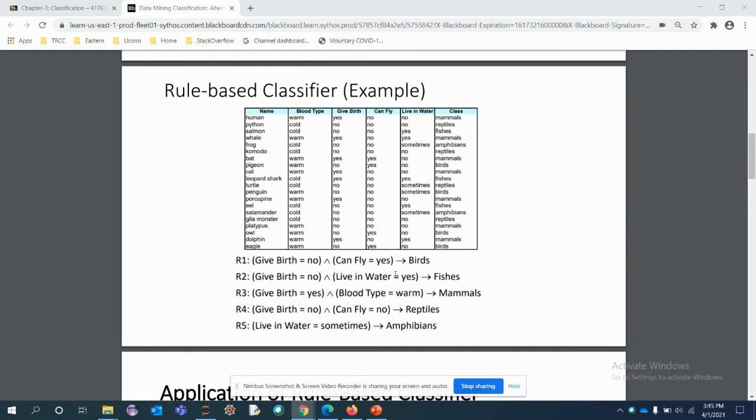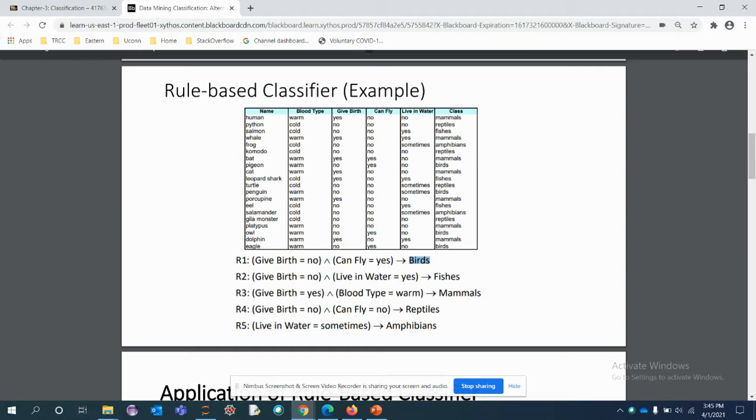So like this, there can be multiple rules which can be formed from the given data set. And here the condition is the left hand part. This is our rule R1, and the left hand is the condition, which is also called antecedent, and this label to be predicted, that is birds, which is your output to be predicted, is called the consequent.